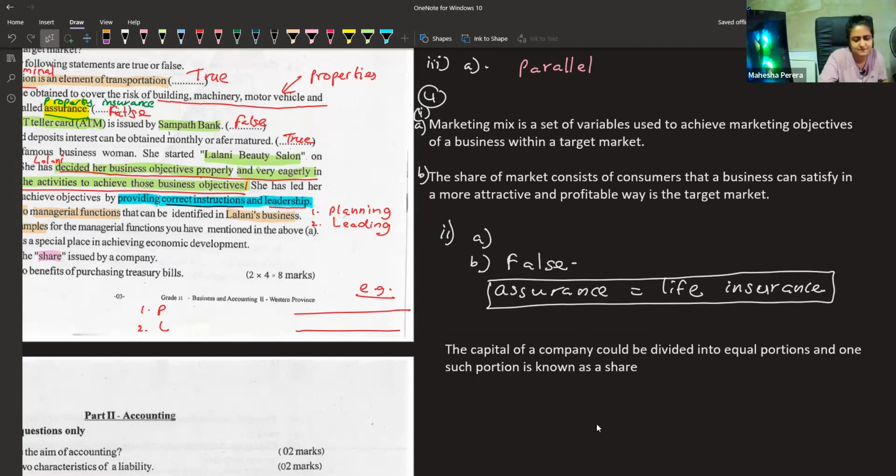Western province make. Right. Now, how to write this? The capital of a company could be divided into equal portions, and one such portion is called a share. මේ textbook එකේ වචන ටික මට මතක විදිහට. හරි. I took this from the මේ marking scheme. හරි. This is Roman figure 4A answer.